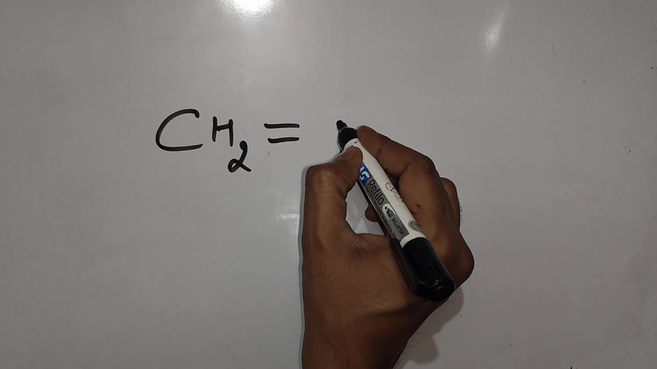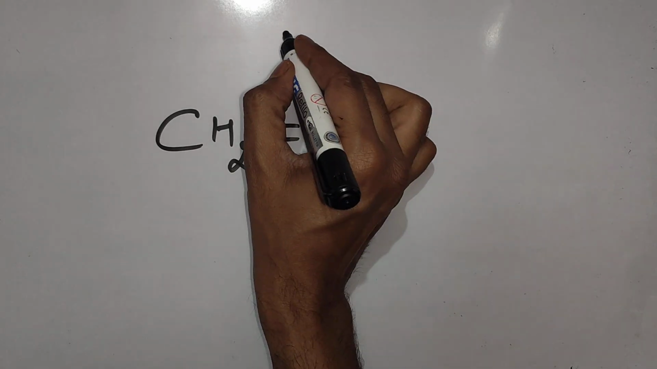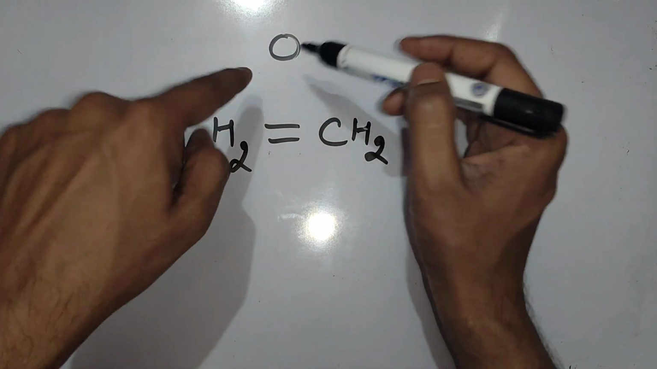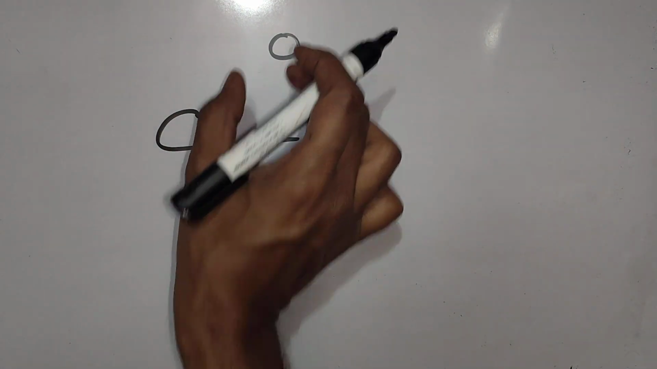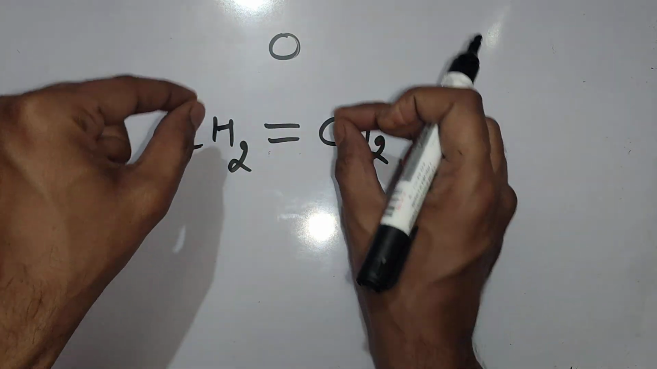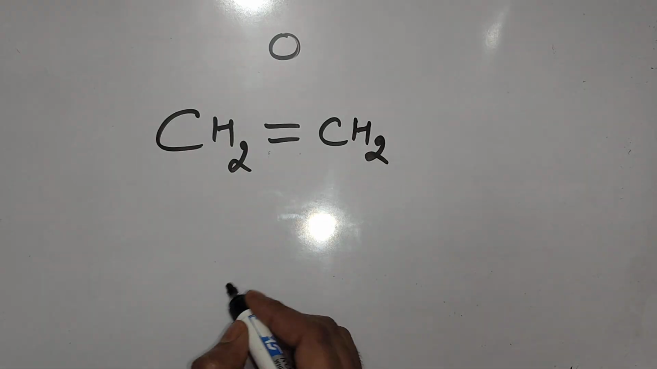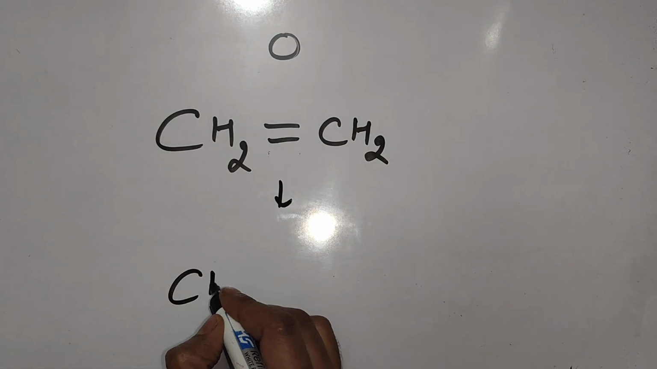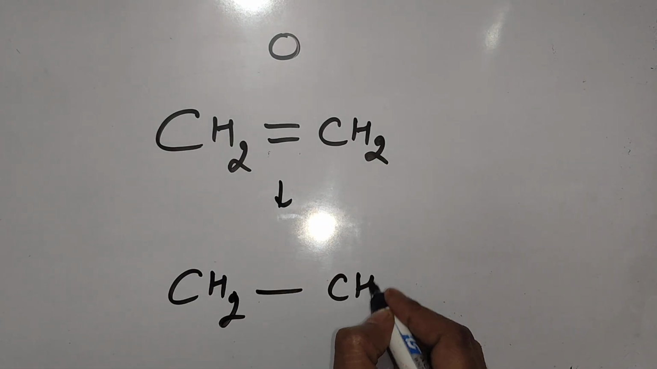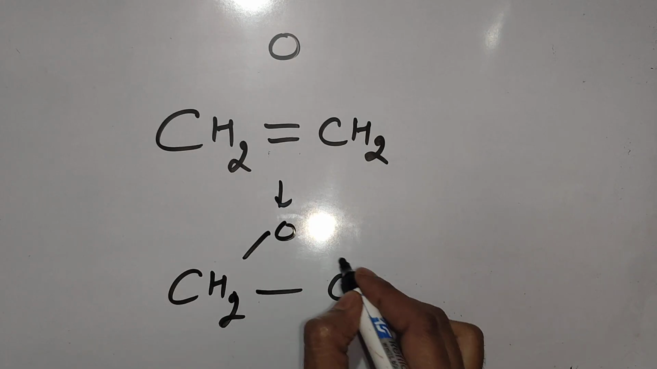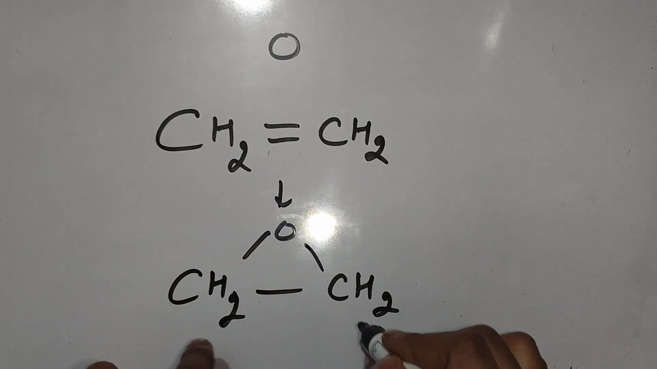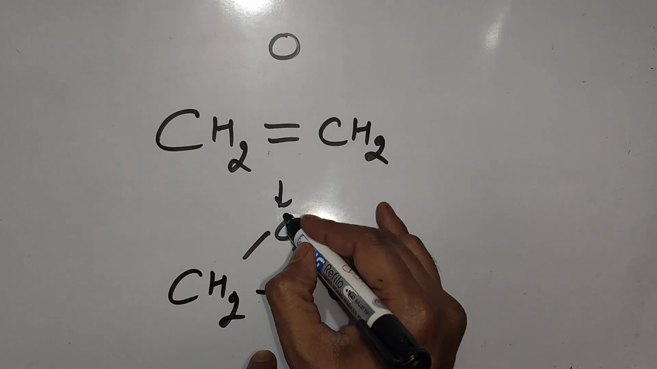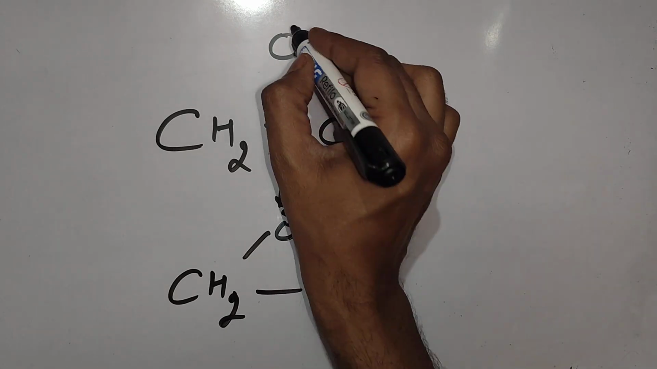This is ethene. This is oxygen. Now we know oxygen can make two covalent bonds. So suppose this oxygen is making two bonds with these carbons, so obviously this bond will break and a cyclic compound will be generated. The oxygen will make two covalent bonds with two carbons like this, and obviously oxygen will have two lone pairs.